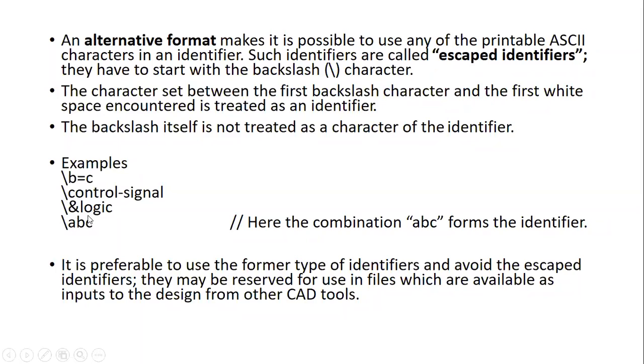Suppose this is what I'm using for the module name, backslash ABC. It is equivalent to writing the module name as module ABC. Both mean the same thing. So this first character will not be considered. This is how you're going to write identifiers. Ampersand logic, ABC. You can use this first backslash, which will not be considered as part of the identifier.